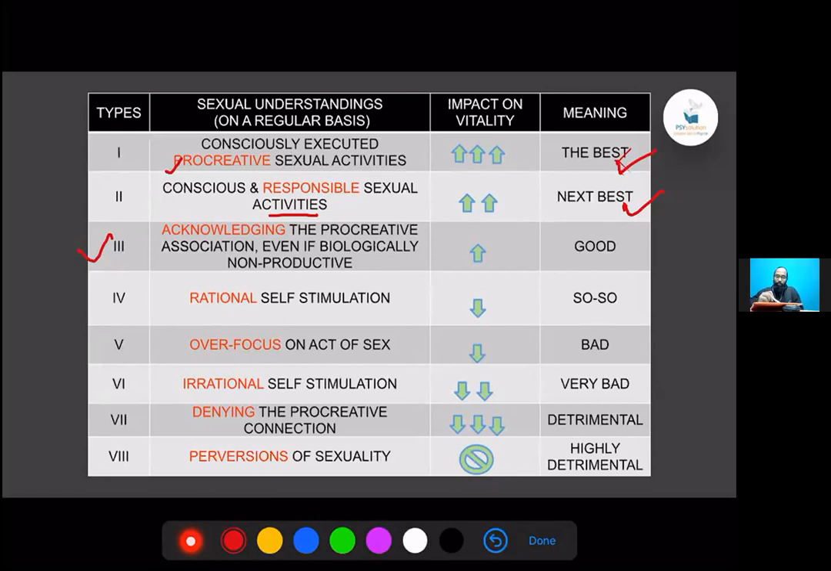Now the fourth, rational self-stimulation. Rational self-stimulation means it is an idea-driven stimulation, but maybe you are indulging yourself by thinking of your own partner. It is somewhat rational. It is a so-so thing. It is not very much encouragable, but it is somewhat. So what we are talking about here is masturbation thinking of your own partner, which is very rare.